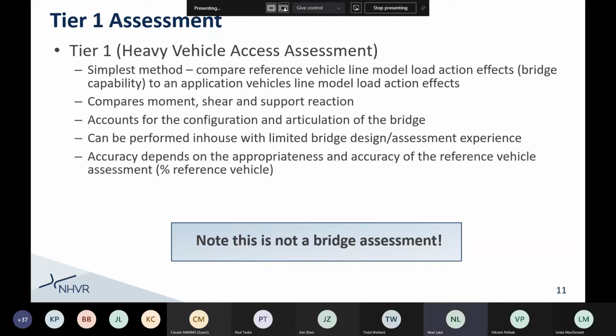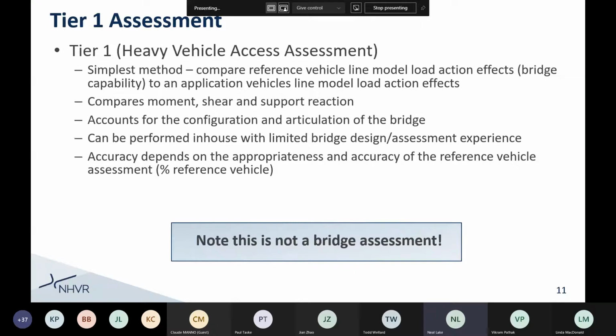So let's talk about Tier 1 assessment, right? Tier 1 assessment, the way that I would describe it, we're not doing bridge assessment here. That's what the big note on the bottom is all about. This is not bridge assessment. What we are doing in Tier 1 assessment is assessing a heavy vehicle and determining whether it would be suitable for access to a structure. Of all the tiers of assessment, this is the simplest method, and it's a pretty basic approach.